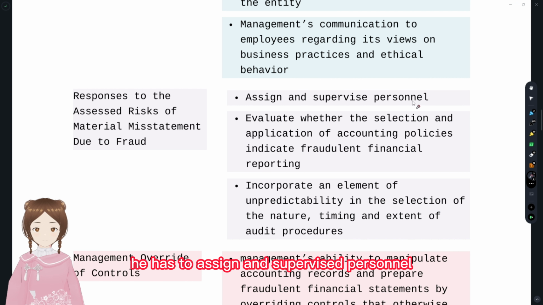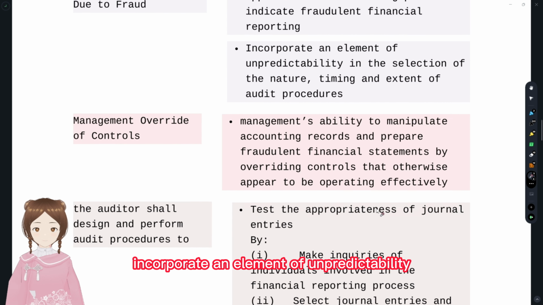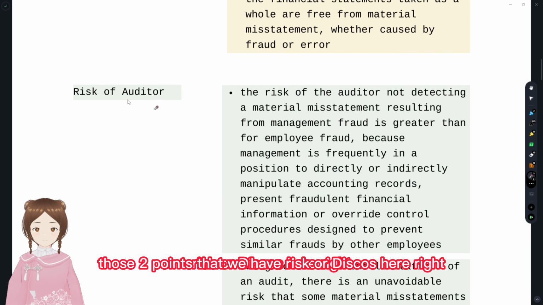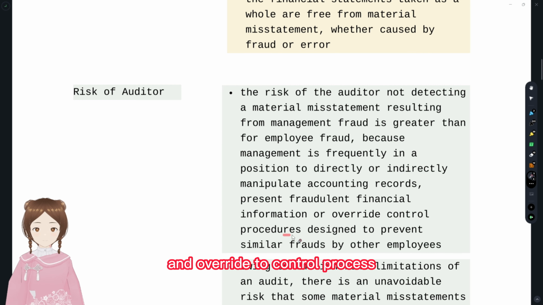So this is how the auditor has to respond to the material misstatement due to fraud. He has to assign and supervise personnel. He has to check the accounting policies, and he has to incorporate an element of unpredictability. Management overriding controls is the main reason why the detection risk is greater with management fraud than employee fraud. It is the management's ability to manipulate accounting records and prepare fraudulent financial statements by overriding controls that otherwise appear to be operating effectively. These are the 2 points we discussed in the risks of the auditor: manipulate accounting records and override the control procedure.